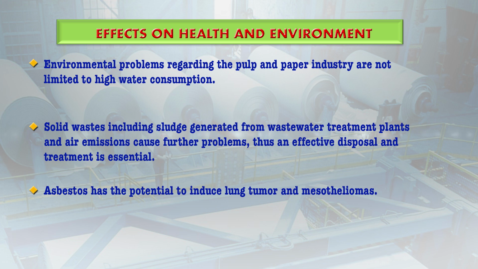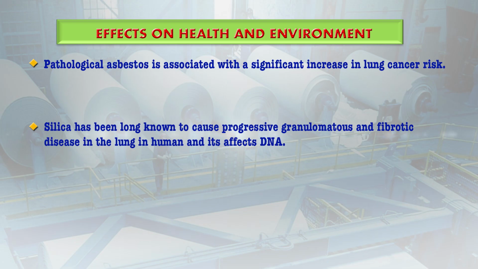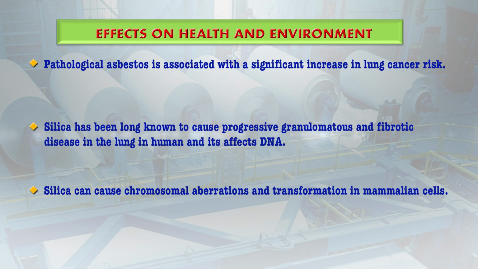Now asbestos can cause asbestosis. It is an air pollutant coming from this industry, and it has the potential to get lodged in the lungs, causing scarring of the lungs, and it can induce lung tumor and also mesotheliomas. Pathological asbestos, as the name indicates, is associated with a significant increase in lung cancer risk. Silica has long been known to cause progressive granulomatous and fibrotic disease in the lung in humans, and it affects the DNA. Silica can also cause chromosomal aberrations and transformation in mammalian cells.